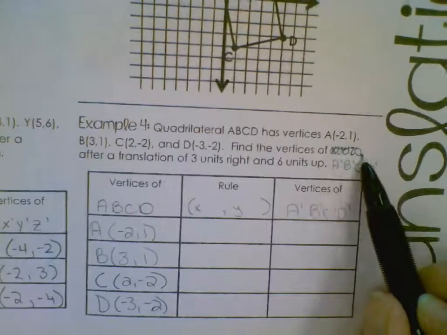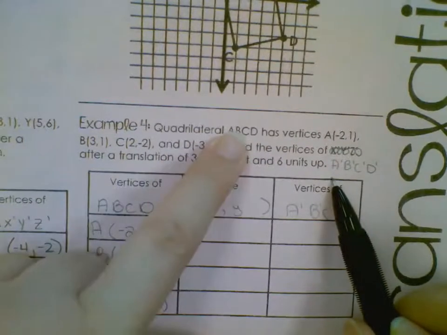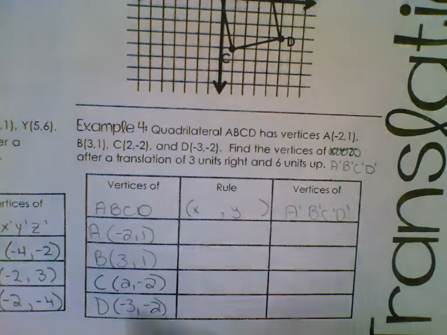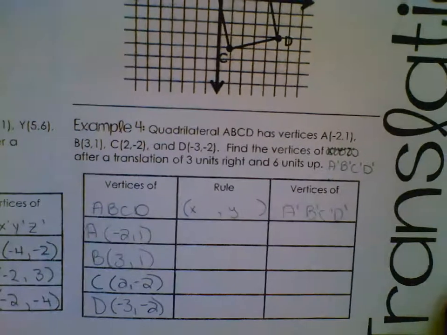There was one typo on here. It said x, y, and z, but our points are a, b, and c. So we're finding the vertices of a prime, b prime, c prime, d prime. So go ahead and pause and try to work out that example. And then when you come back, I will show you the answer.